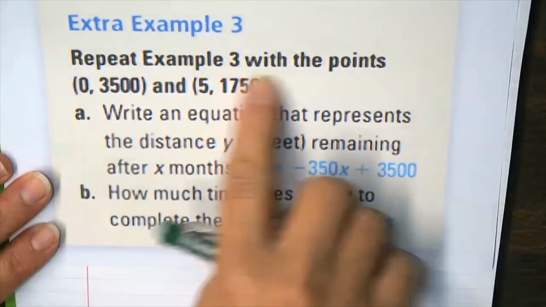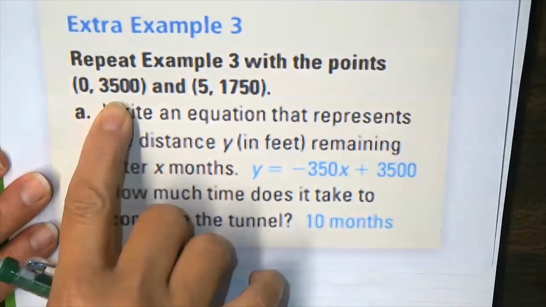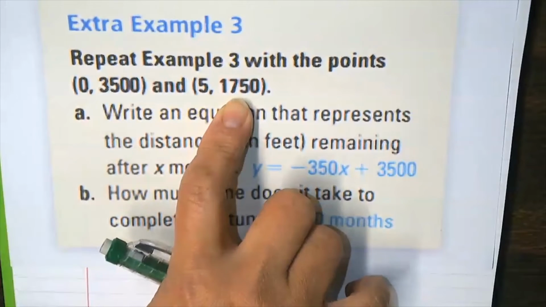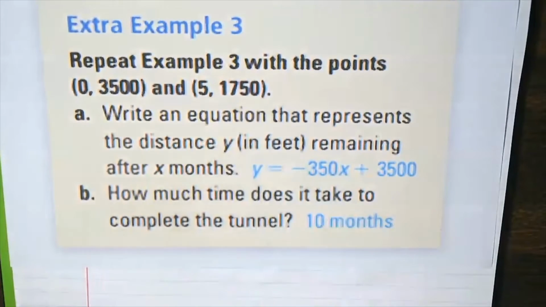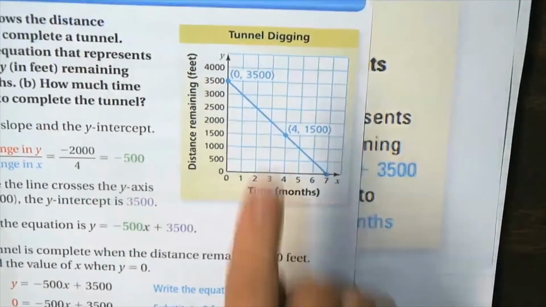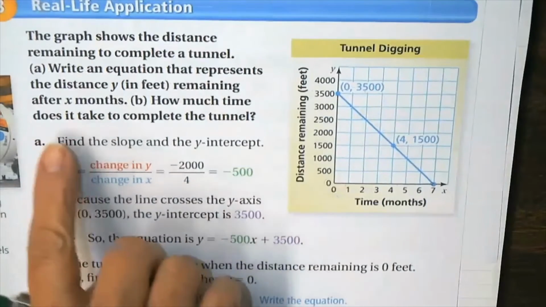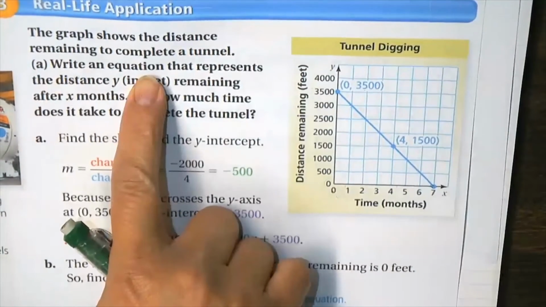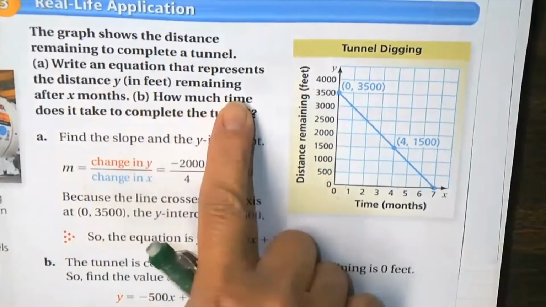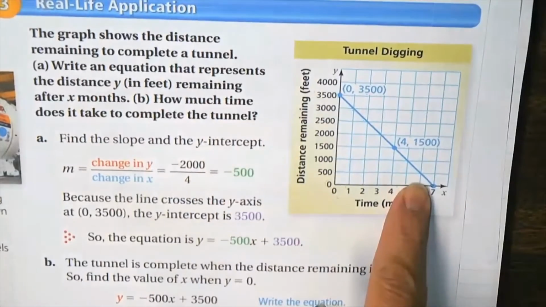Repeat example 3 with the points 0, 3,500, and 5, 1,750. Now, they don't even have the courtesy of rewriting the question or showing us the graph. They're just saying repeat example 3 with these points. So here was our example 3. We need to write the equation that represents the distance y in feet remaining after X months, and how much time will it take to complete the tunnel. And they've given us 2 new points. So we can totally do this. We've got it.